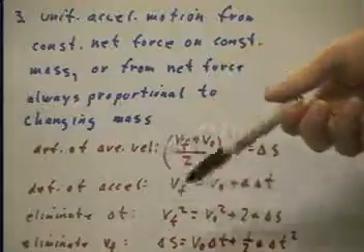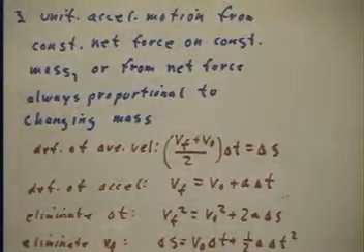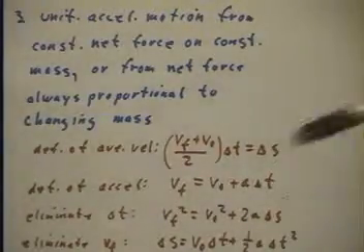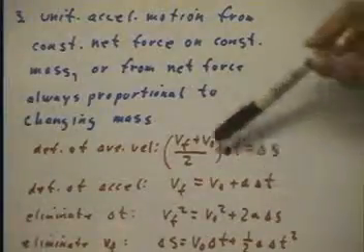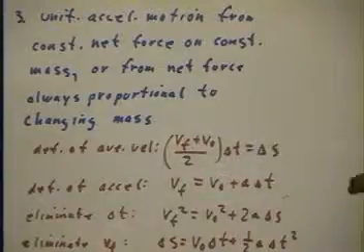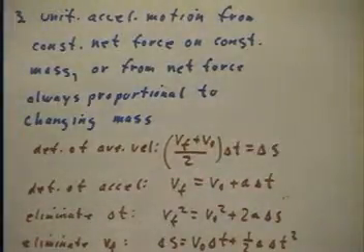Definition of average velocity. Okay, but what we're trying to do is work out our ideas and formulate our ideas of uniformly accelerated motion. Definition of average velocity is, well, delta S over delta T, and that is going to be the average of the initial and the final velocity when acceleration is uniform. Multiply both sides by delta T and we get this equation.